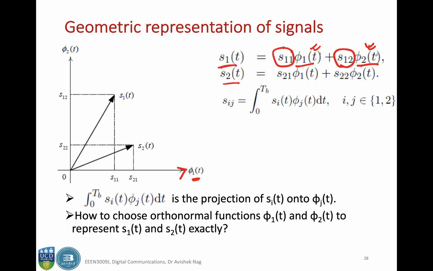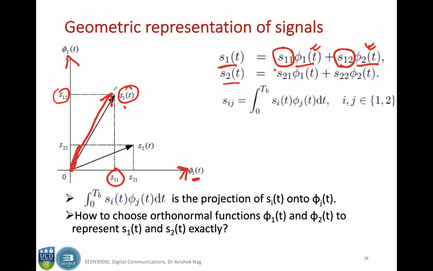visualizing phi1(t) and phi2(t) as if they are two unit vectors, represented by these two directions, phi1 and phi2. Then you can represent s1(t), which is a time domain signal, as a vector starting from the origin of the signal space and having this direction. The projection of s1 on the phi1 axis is s11, so that is s11 times phi1(t), and the projection of s1 on phi2 is s12, and therefore s12 times phi2(t).